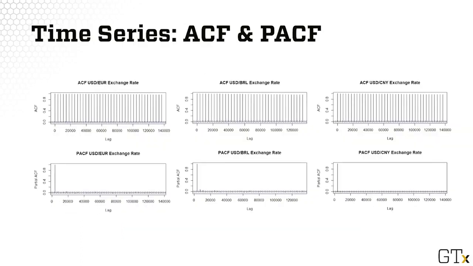Next, we will assess the autocorrelation and partial autocorrelation plots for the three time series. The ACF plots are on the first row, and the PACF plots are on the second row. The ACF plots point to non-stationarity in the sense of a trend for all three time series. The PACF plots only show partial autocorrelation at lag 1.